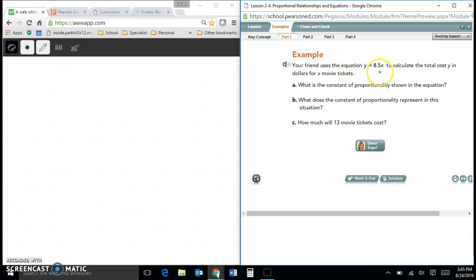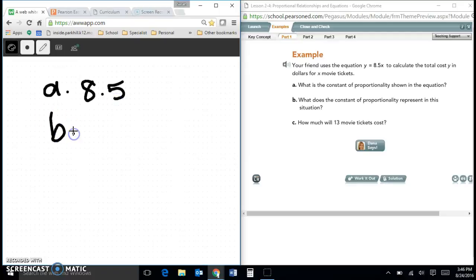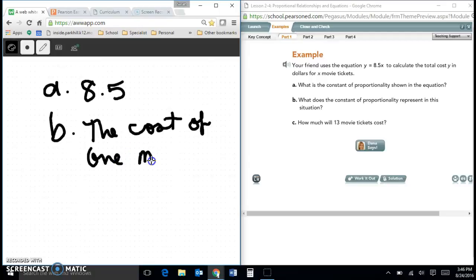It says your friend uses the equation y equals 8.5x to calculate the total cost y in dollars for x movies. What is the constant of proportionality? Well, the constant of proportionality in this is the 8.5 because it is next to the x. So if we answer B, what does the constant of proportionality represent in this situation? It would be the cost of one movie ticket. And in this case, that's $8.50.